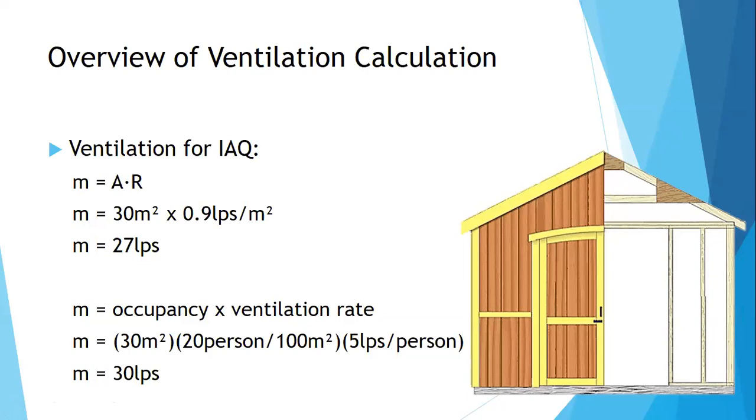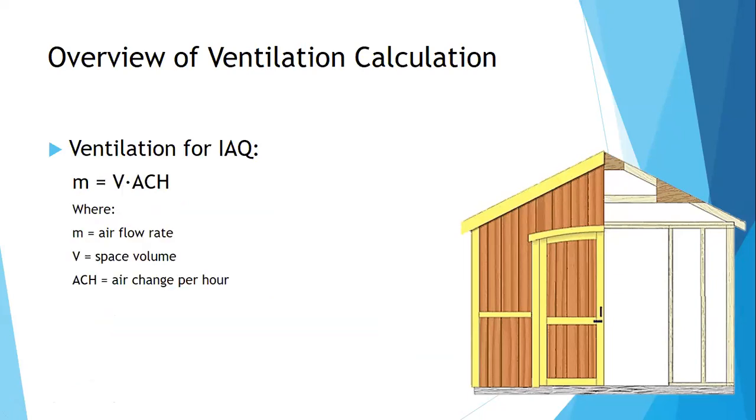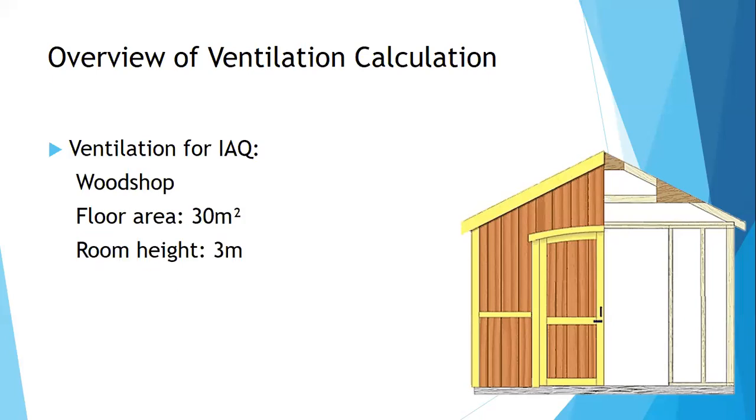There's one more method of calculation, based on air change per hour, or ACH. This method considers the volume, the floor area and the height of the space. So again, our example is the wood shop. Floor area is about 30 square meters, room height about 3 meters. So volume is about 90 cubic meters.